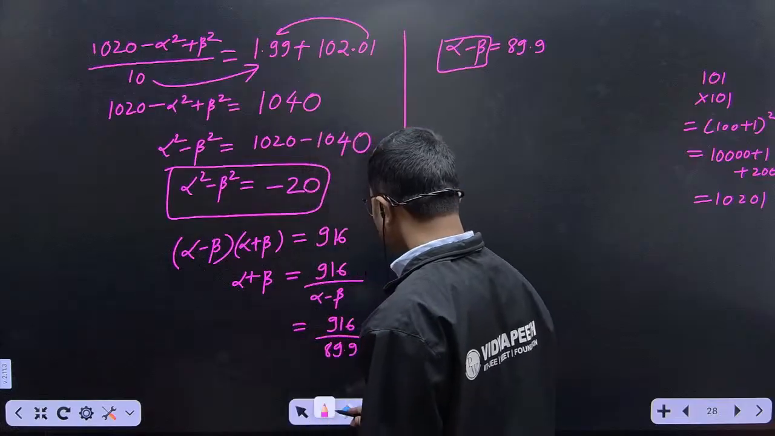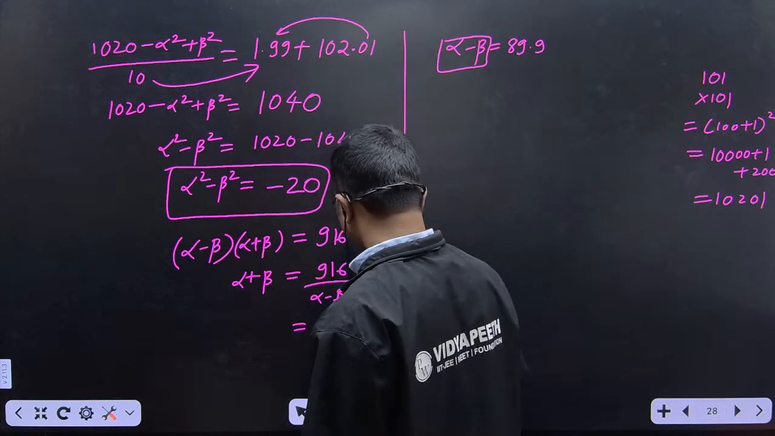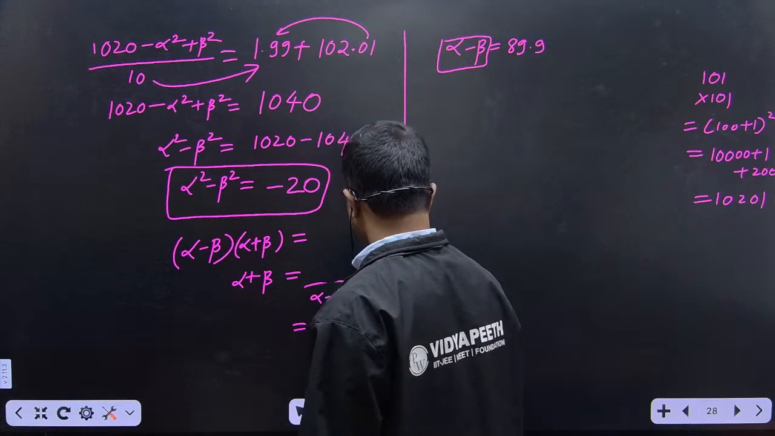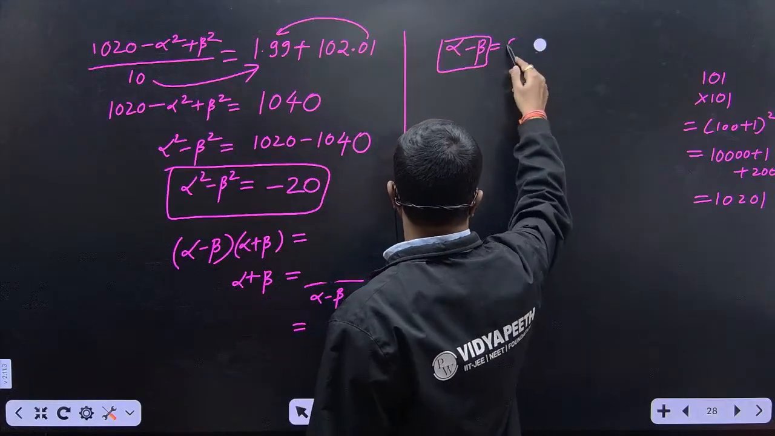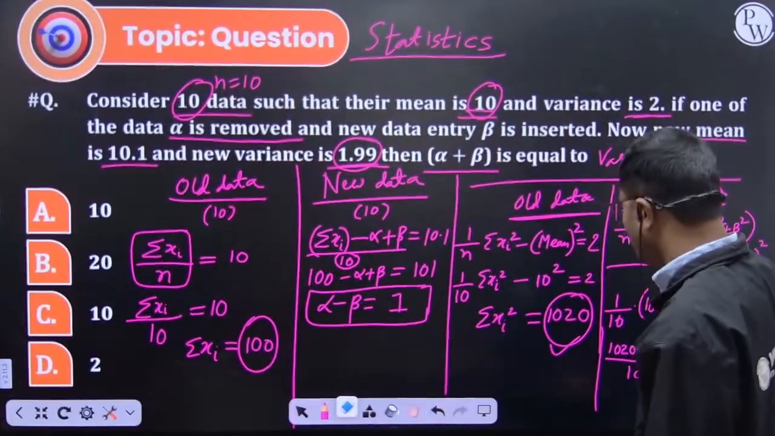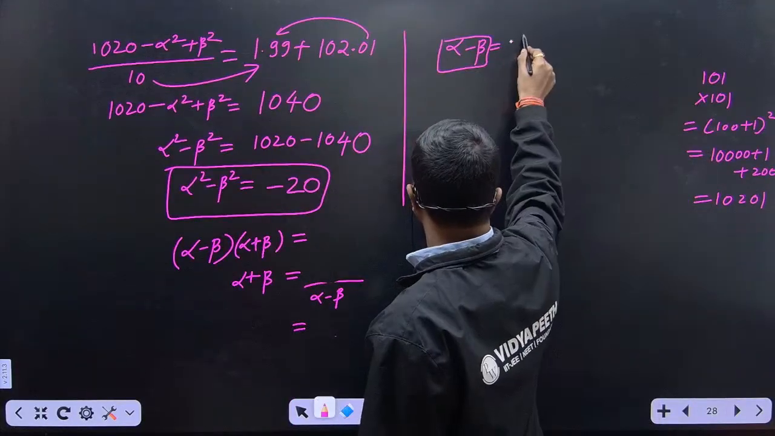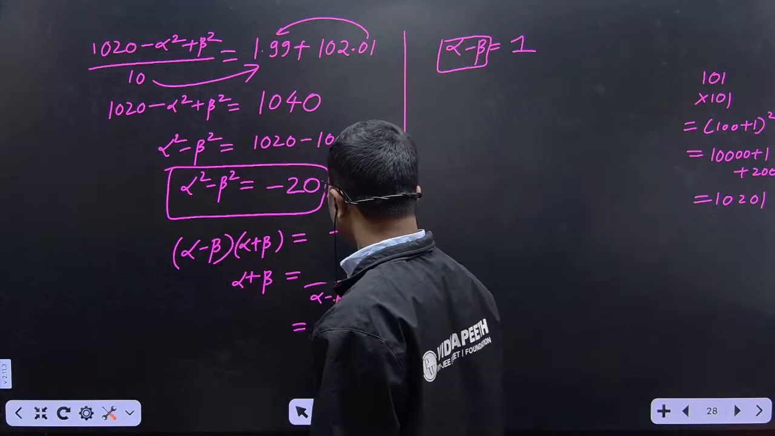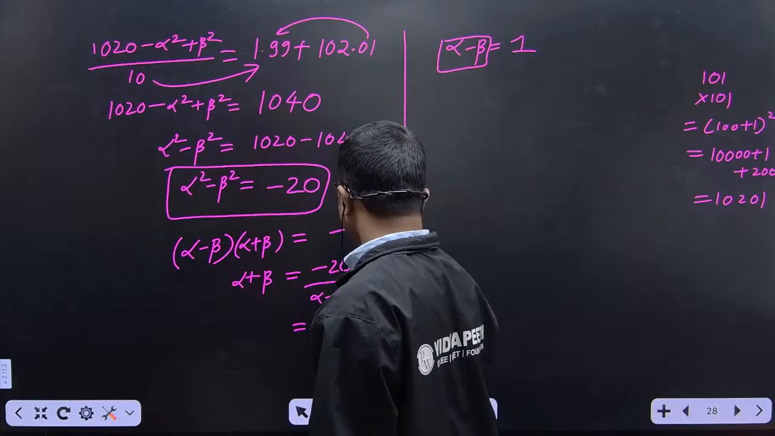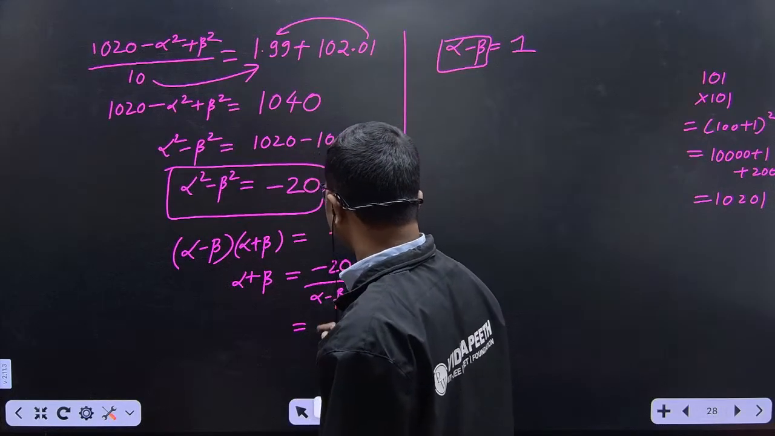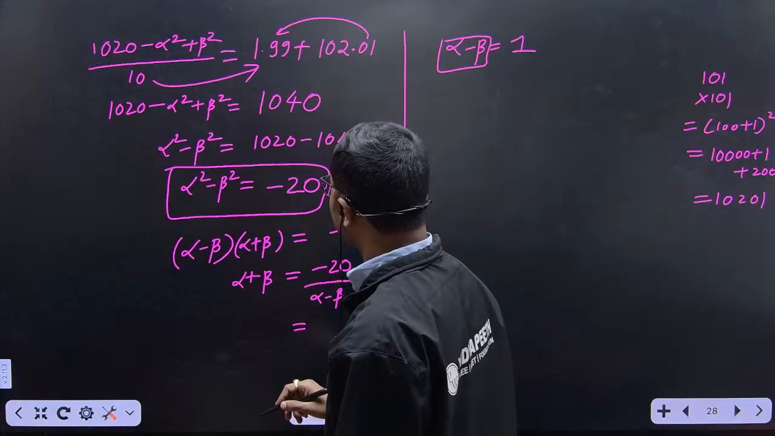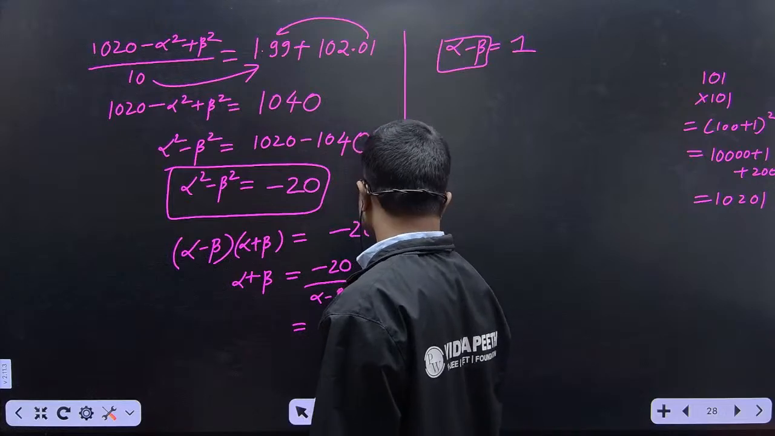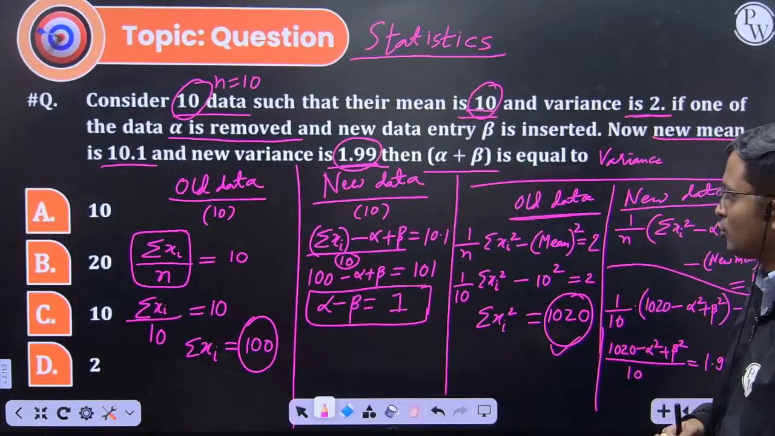Okay, now we want to find this value. Alpha minus beta we already got. What is alpha minus beta from the previous one? Alpha minus beta is 1. Okay. So here minus 20. So alpha plus beta will be minus 20 by 1. Okay. So that should be 20. Okay.